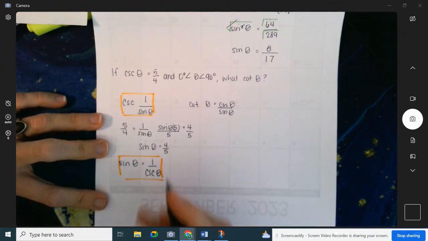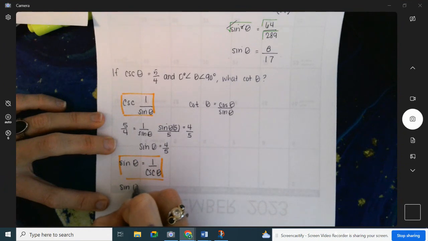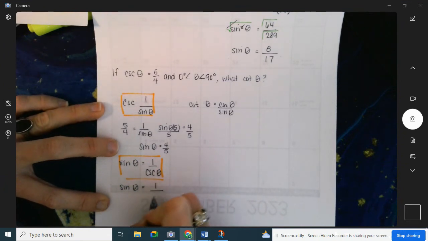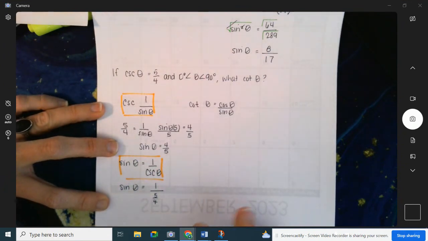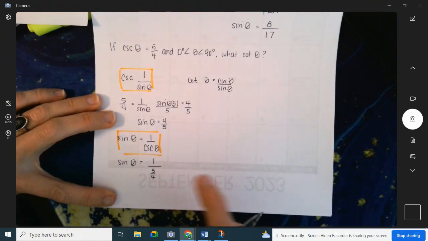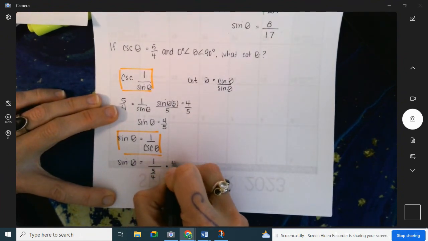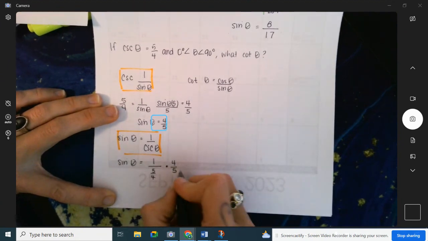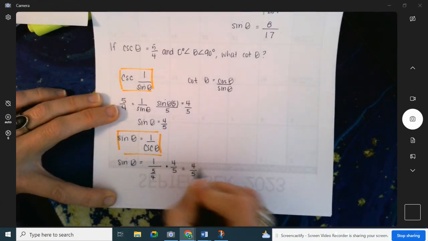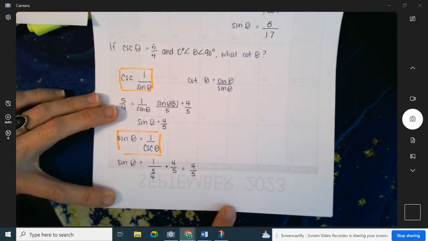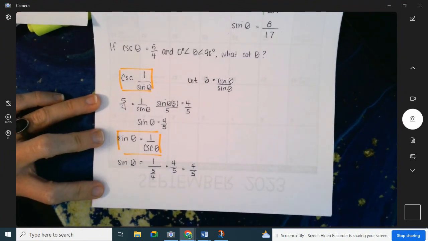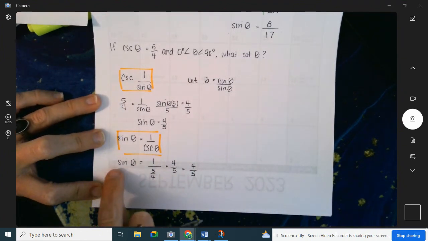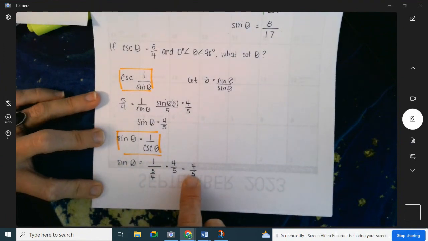Because we're given the cosecant, that would mean sine theta is 1 over 5 over 4. You can't leave a fraction in the denominator, so we're going to flip that. It's going to be times 4 over 5, which will make these go away, and then 1 times 4 over 5, so again, we're back to that 4 over 5. Both of those are correct to get there. Whichever one you chose and whichever math makes sense to you, fine. But sine theta is now 4 over 5.